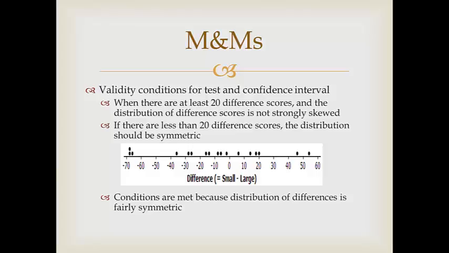Here's what the validity conditions are. When there are at least 20 difference scores, and the distribution of difference scores is not strongly skewed, the theory-based test and confidence interval will work.